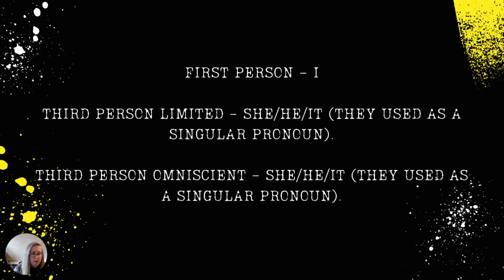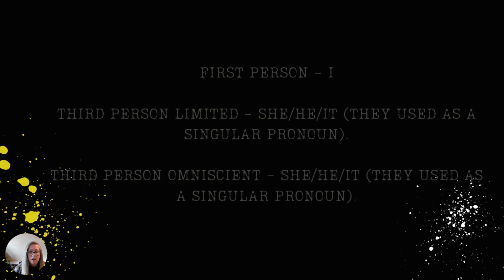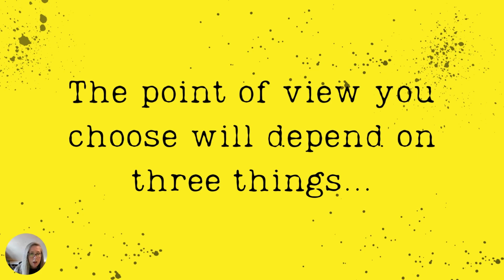So which one for your book? You've got an idea, you've got the main idea, but who is going to tell this story? So there are 2 things we're looking at. It's whose story is it and who is going to tell this story. And the point of view you're going to choose will depend on 3 things.